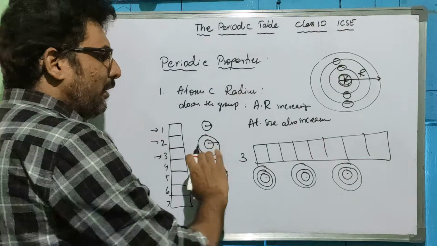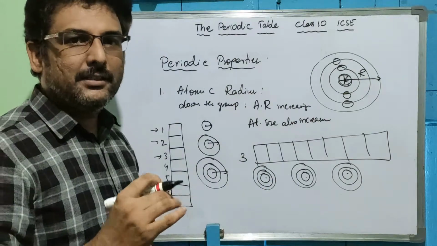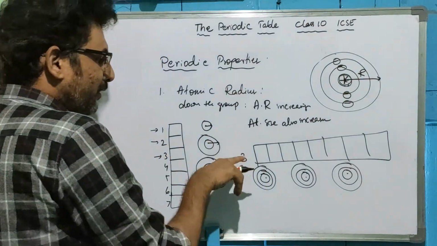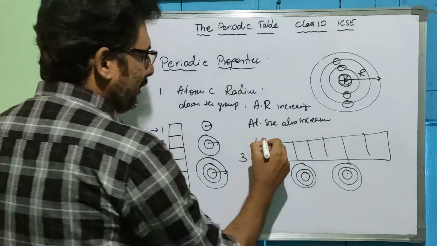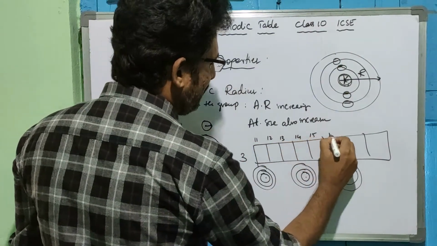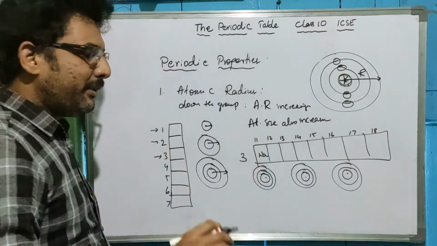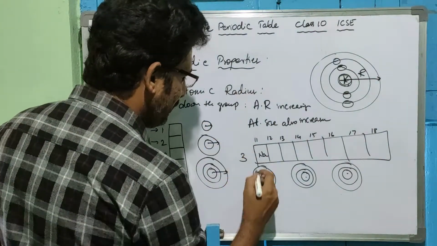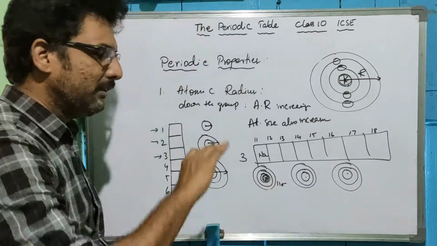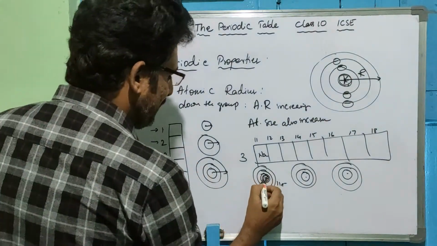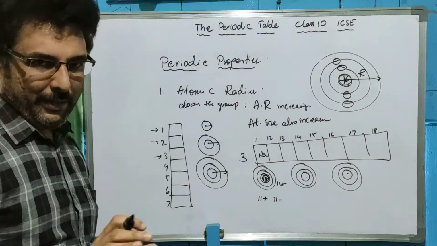But if you move from left to right, we all know that the elements in the periodic table are arranged in increasing order of their atomic number. When you take period number 3, it starts with sodium, whose atomic number is 11. Then 12, 13, 14, 15, 16, 17 and 18. So starting with sodium, when you take a sodium atom, you will have 11 protons in the nucleus and 11 electrons in the electron shells. Now, these 11 protons can be taken as 11 plus and these 11 electrons can be taken as 11 minus.